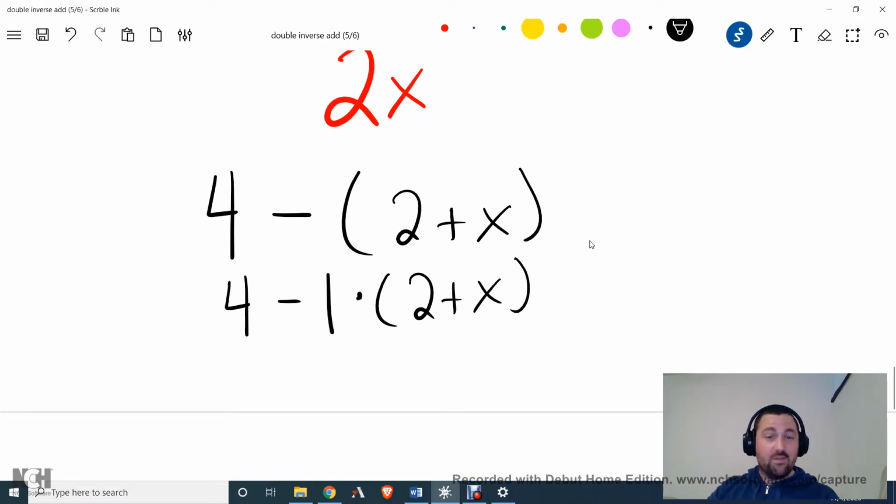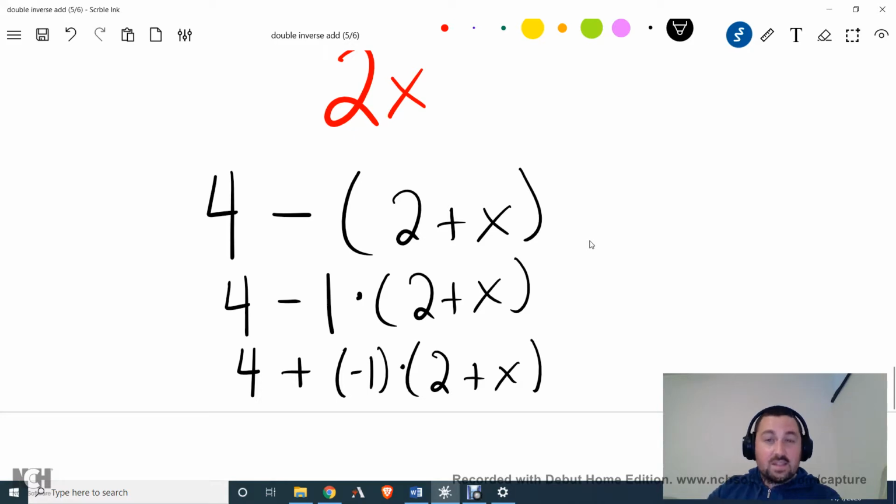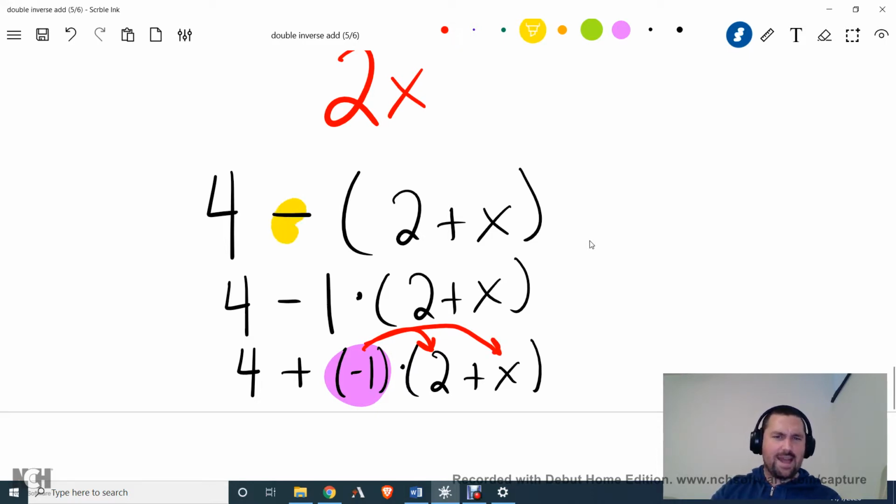which is really, if I use this double inverse thing again, 4, the inverse of subtraction is addition, and the inverse of positive 1 is negative 1. This is 4 plus negative 1 times 2 plus x. And this is what we're distributing. We are distributing the negative 1 to these two values here. This is how we're able to distribute. You can't take a subtraction symbol and distribute that. That's not what's going on.